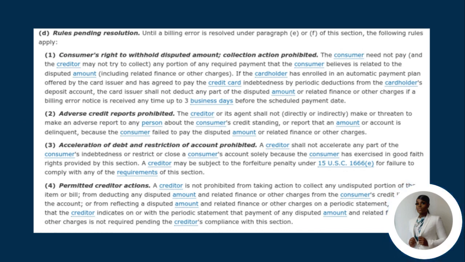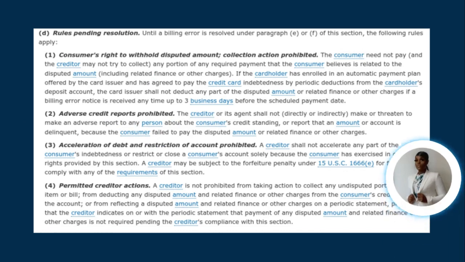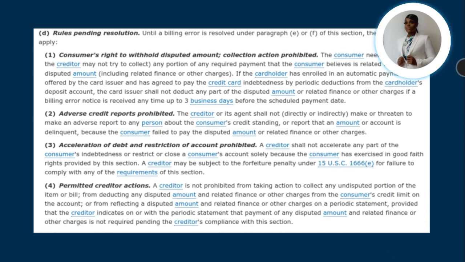Then let's get into number 3. The acceleration of debt and restriction of account prohibited. A creditor shall not accelerate any part of the consumer's indebtedness or restrict or close a consumer's account solely because the consumer has exercised in good faith rights provided by this section or subchapter. So a creditor may be subject to a forfeiture penalty under 15 U.S.C. 1666e for failure to comply with the requirements of this section.